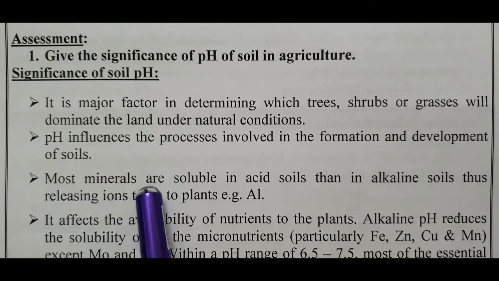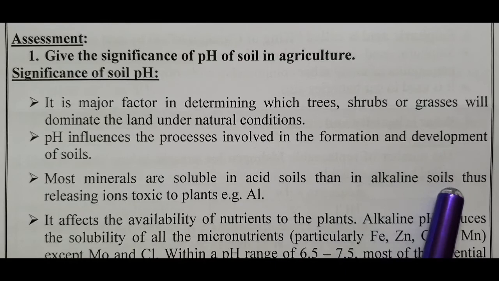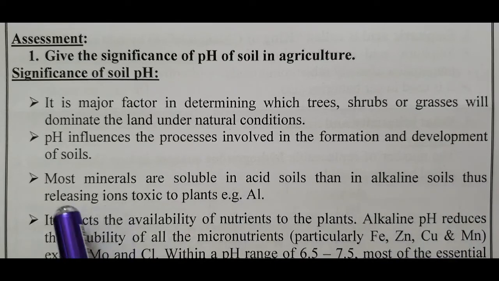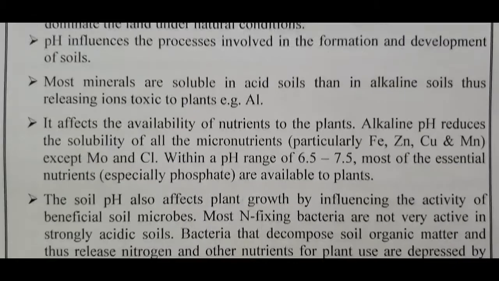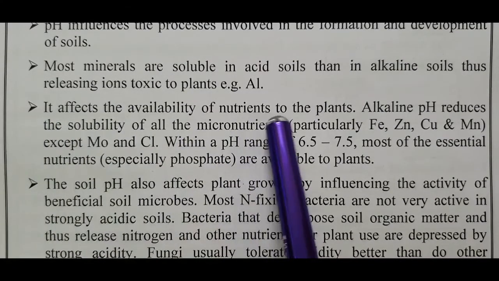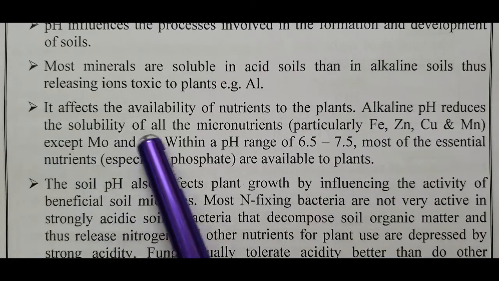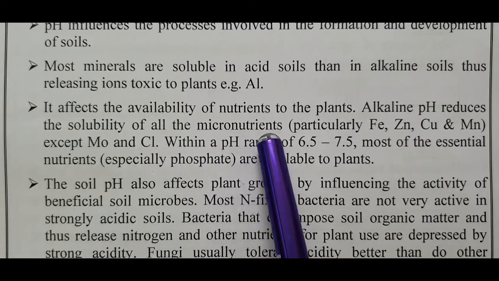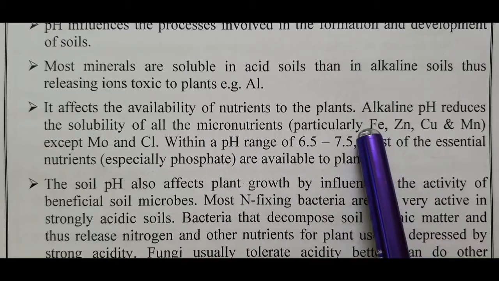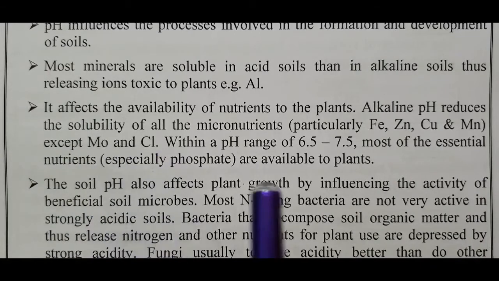Most minerals are more soluble in acid soil than in alkaline soil, thus releasing ions toxic to plants, for example aluminium. It affects the availability of nutrients to the plants. Alkaline pH reduces the solubility of all the micronutrients, particularly Fe, iron, zinc, copper and manganese, except molybdenum and chlorine.